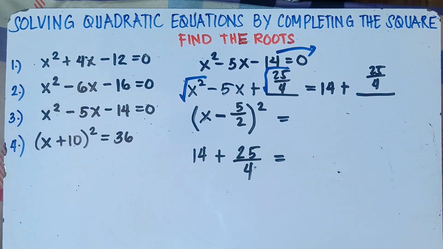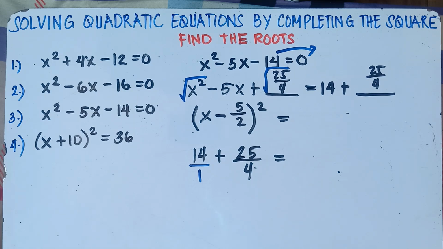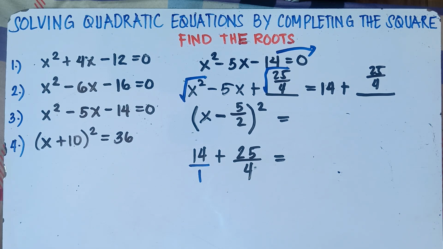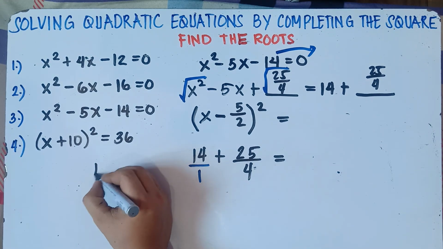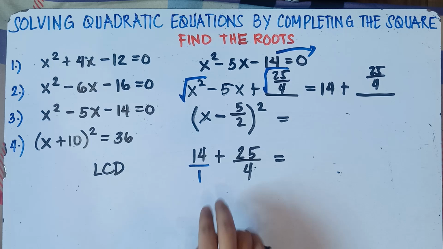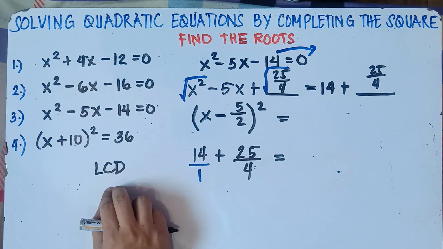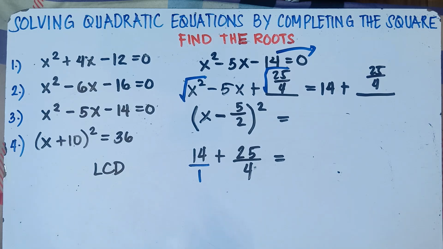Now, to add fractions, class, of course, we know that a whole number has a denominator of 1. To add 14 over 1 plus 25 over 4, we cannot add the fractions directly if they don't have the same denominators, right? 1 and 4 are very different denominators. Therefore, we need to find the LCD. So, we have two solutions to add this one. First, we can find the LCD, the least common denominator. Second, we can use the butterfly method. We will explain the two solutions, class, for you to choose which you prefer.